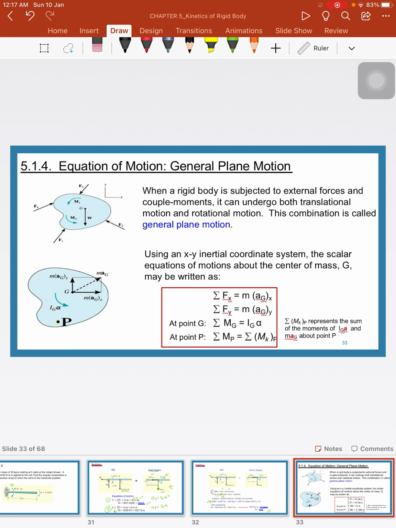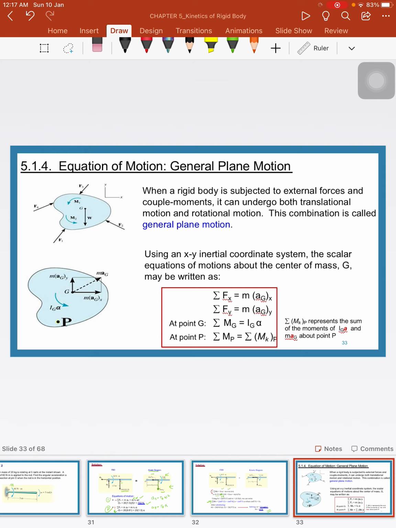So in this third video, we will learn equation of motion, general plane motion. Chapter 5. When a rigid body is subjected to external forces and coupled moments, it can undergo both translational motion and rotation motion. This combination is called general plane motion, as you can see in the figure.